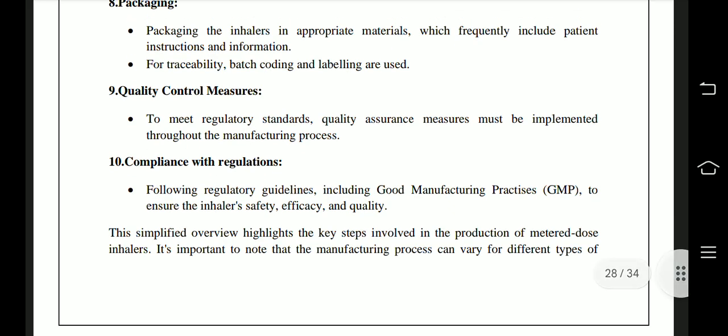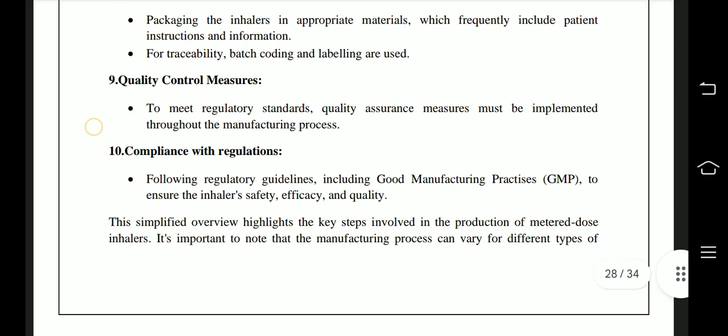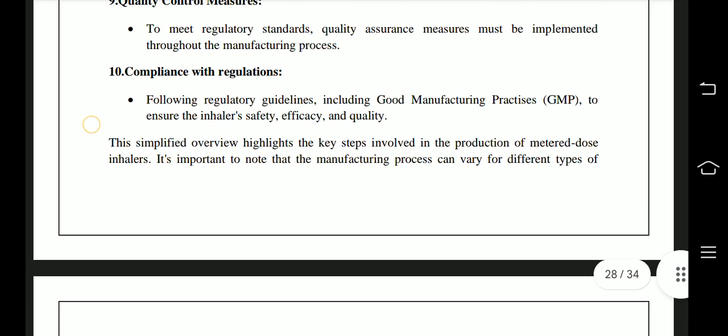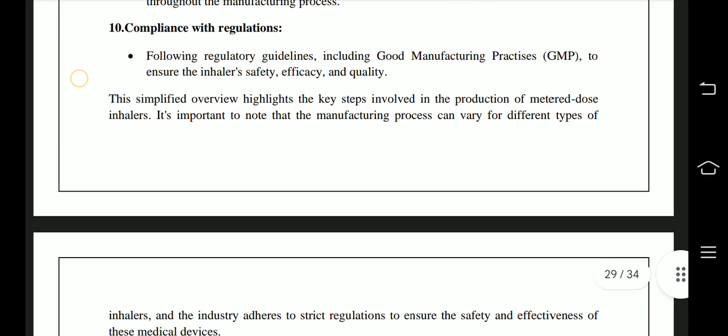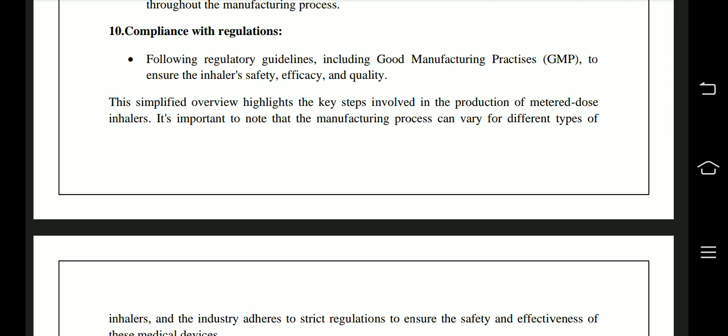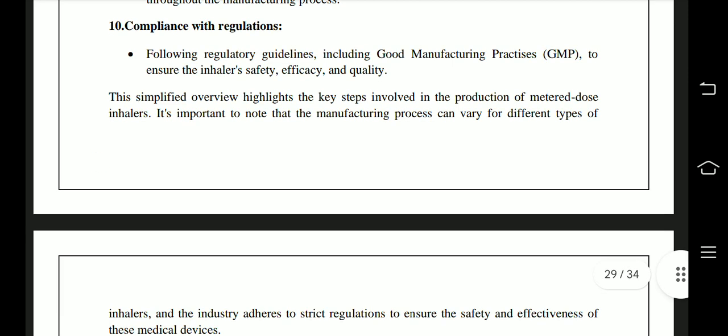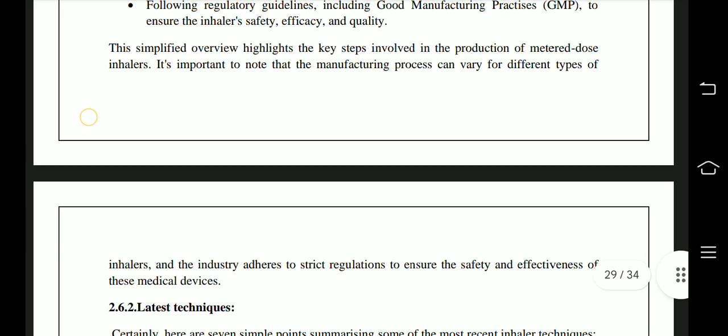Packaging the inhaler in appropriate material, which frequently includes patient instructions and information. For traceability, batch coding and labeling are used. Compliance with regulation: following regulatory guidelines, including good manufacturing processes, ensures the inhaler's safety, efficacy, and quality.